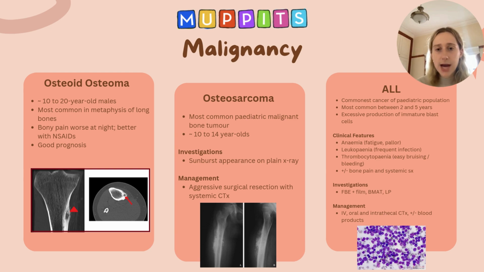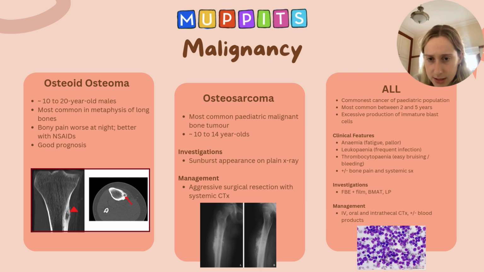Then in terms of some types of malignancy that can cause a limp, the first one is an osteoid osteoma, which is most common in the 10 to 20-year-old age group of males. And it's most common in the metaphysis of long bones, as can be seen here in the tibia. You can see this little abnormality here.